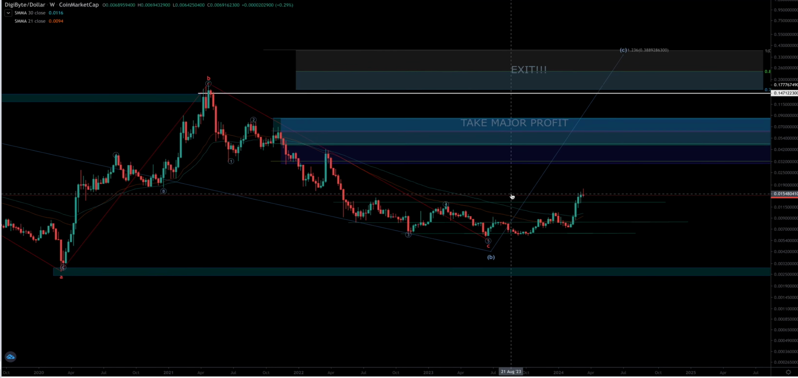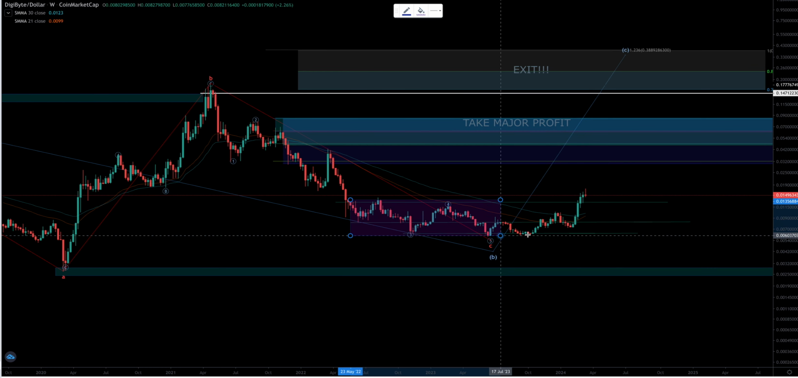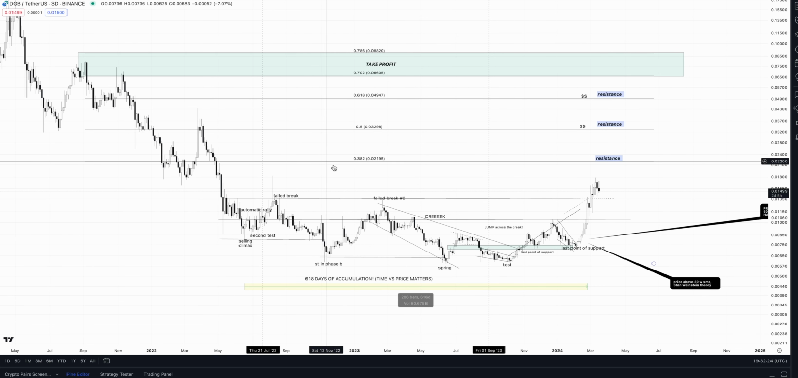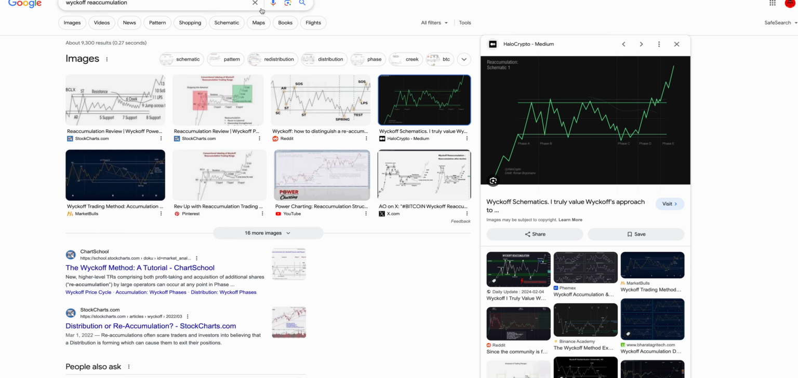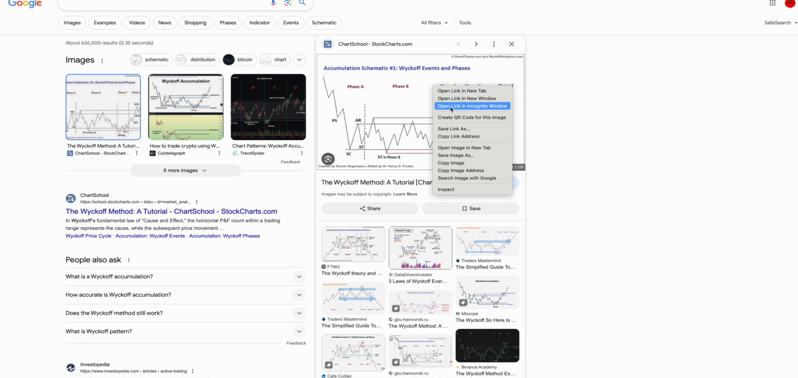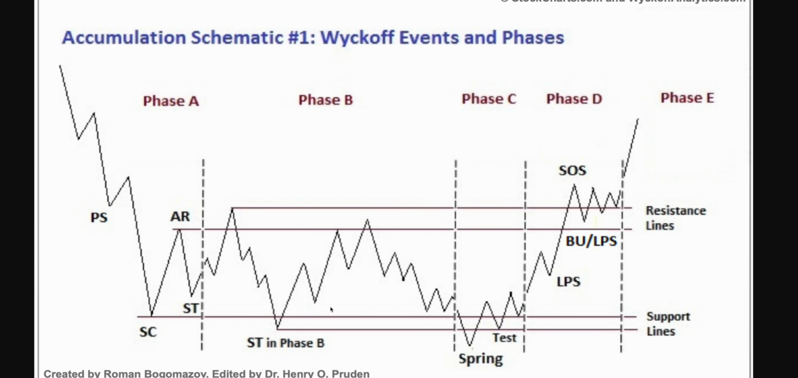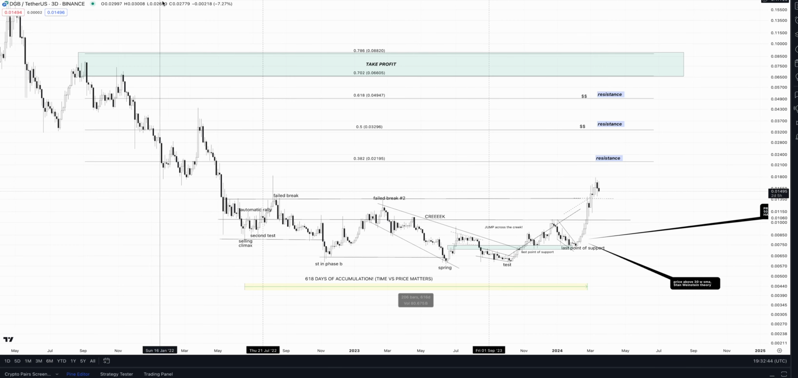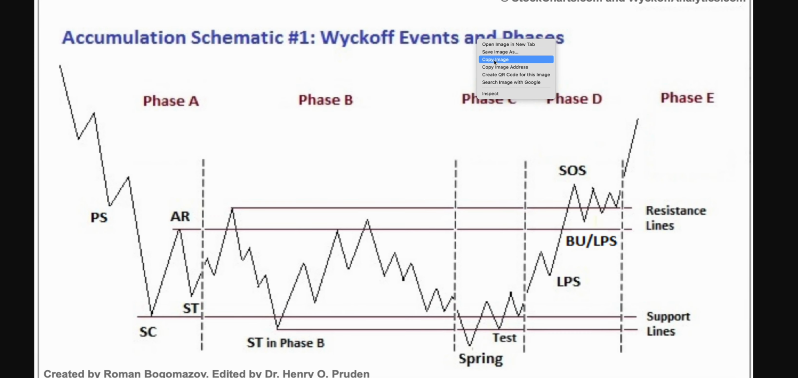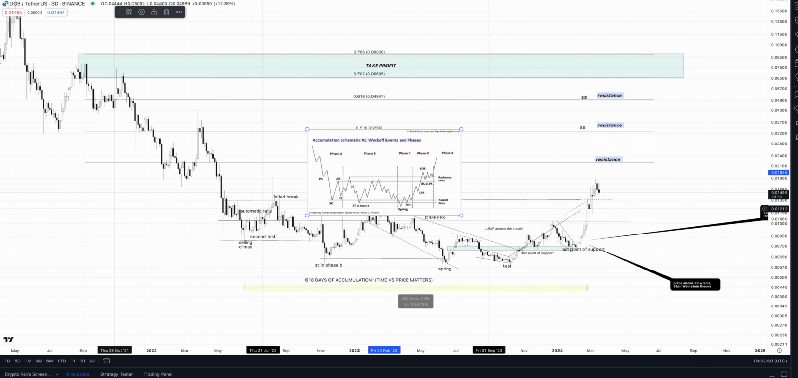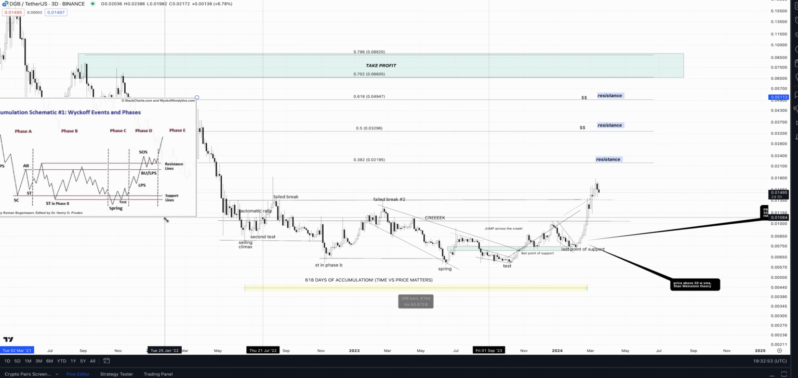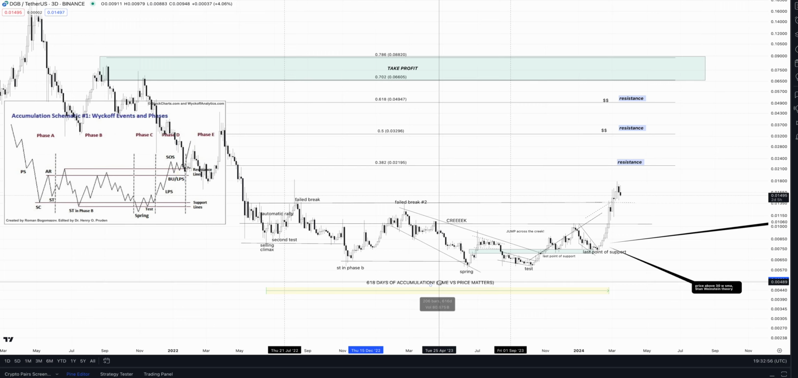And then at the bottom over here, if we just zoom in to this structure right over here, we can see that we are doing pure Wyckoff accumulation. So this is Wyckoff accumulation. In this case, it's doing schematic number 1. Okay, so it's doing the exact same thing, you see? It's been doing it for over 618 days.